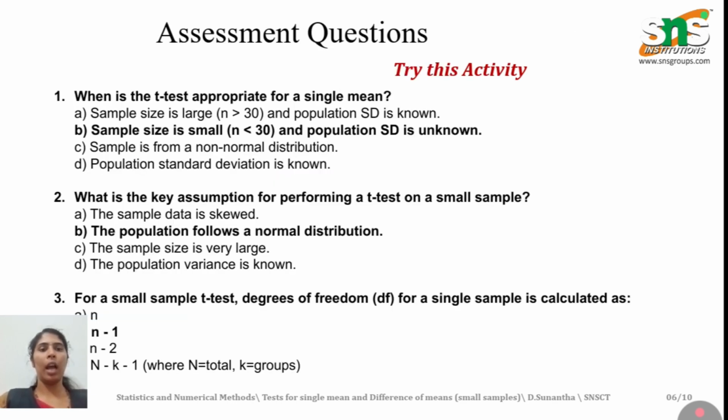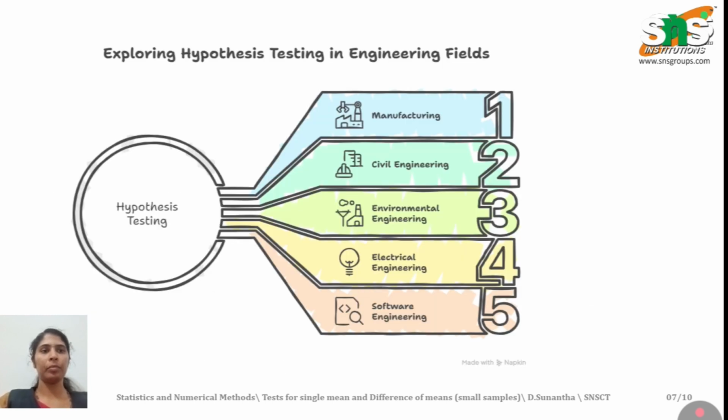So here is the activity in which we need to use the single mean test. If the population standard deviation is unknown and the sample size is less than 30, we use the single mean test, and the distribution should be normal for a t-test, and the degrees of freedom is n minus 1. So here are the applications. In the manufacturing industry, civil engineering, environmental, electrical and software engineering fields and so on, we can use this hypothesis testing.